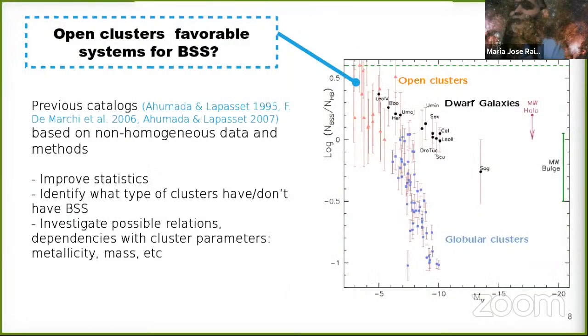Okay, but where can we find these kinds of stars? And the answer is almost everywhere, in all kinds of stellar environments: in the field, in open clusters, in globular clusters, and even in galaxies of the Local Group.